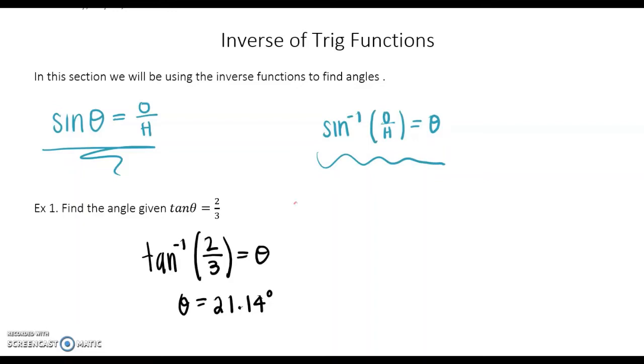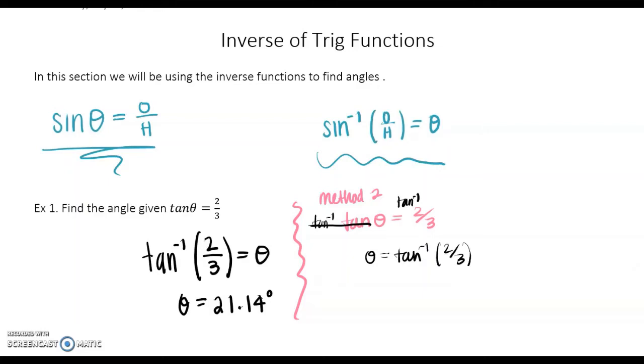All right, so that's method 1. Method 2 is we're going to go ahead and write tan theta is equal to 2/3, so that's our original problem. And then we're going to tan inverse both sides. So tan inverse, and then remember, tan inverse and tan are inverses of each other, so they cancel each other out. So your answer would be theta is equal to tan inverse of 2/3. And so therefore, again, you're going to plug this into your calculator, and I'll show you at the end of the video. So that's going to be 21.14 degrees.